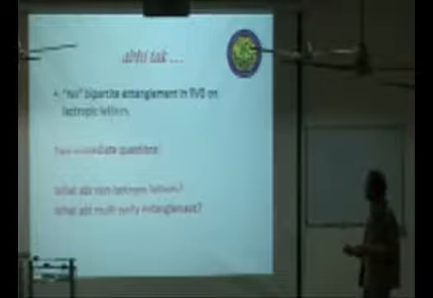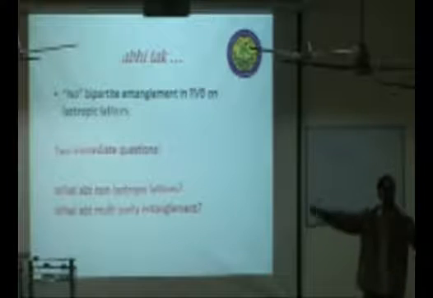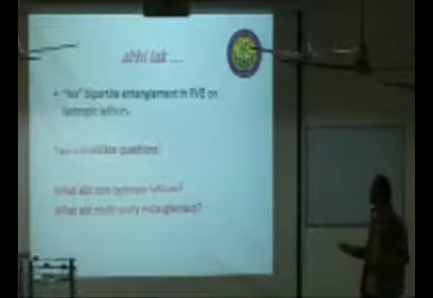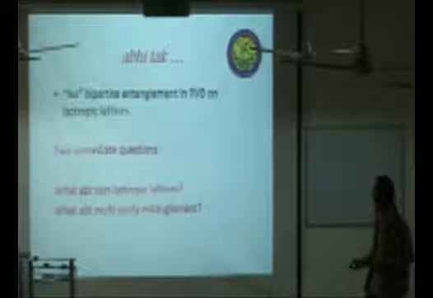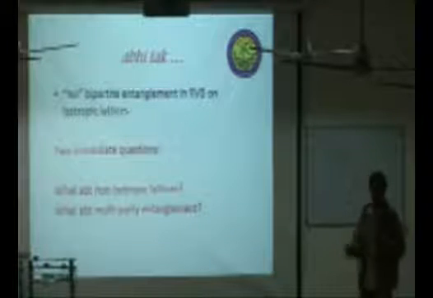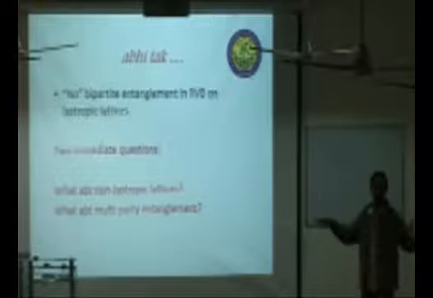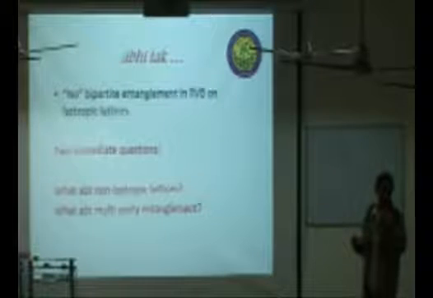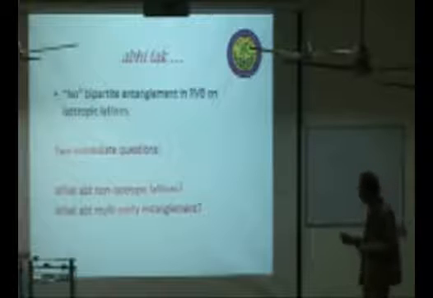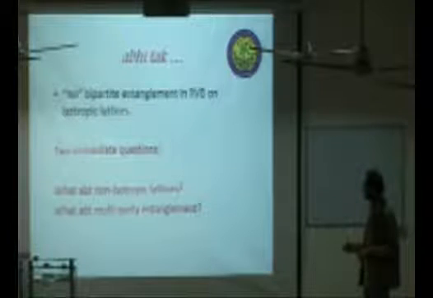So of course there are two immediate questions. What about non-isotropic lattices? Suppose they have a ladder of spins. This is a non-isotropic lattice. Do you have no bipartite entanglement there? And the other question is, what about multiparty entanglement? Okay, you have an RVB on a square lattice which has very little bipartite entanglement, but do you have multiparty entanglement there? So we will take these questions one by one.